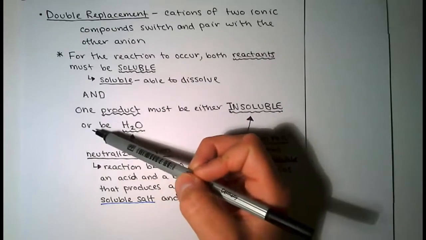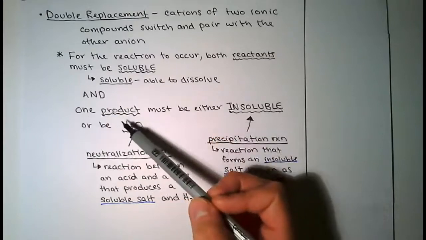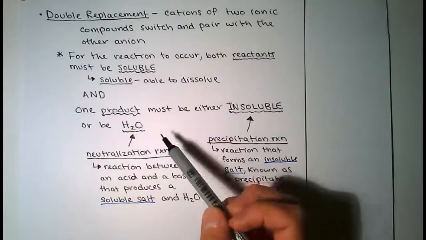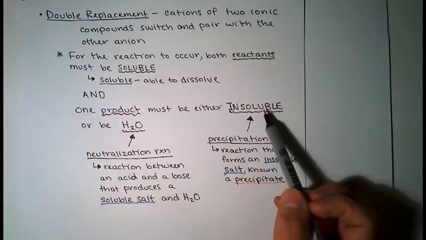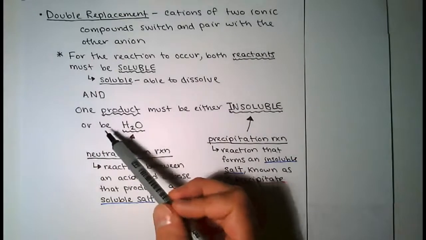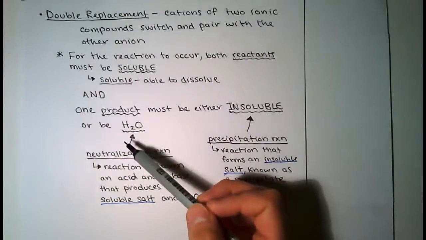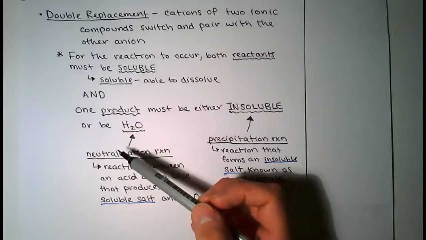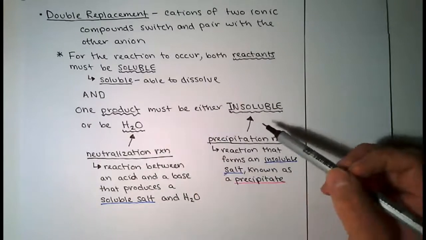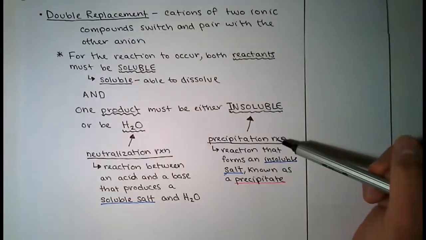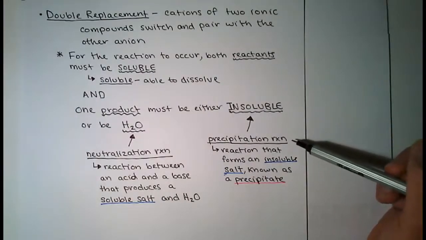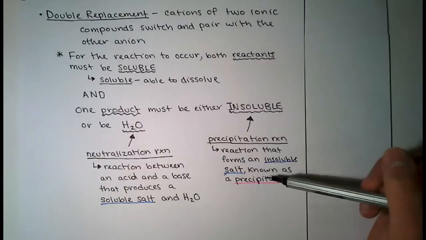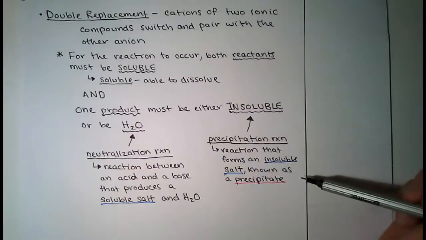And there's a second requirement: one of the products of the reaction, not both of them, but just one of them, must either be insoluble in water or must be water. The reason for this is that there are two main types of double replacement reactions. The first type is called a precipitation reaction, and this reaction produces an insoluble salt that's known as a precipitate.